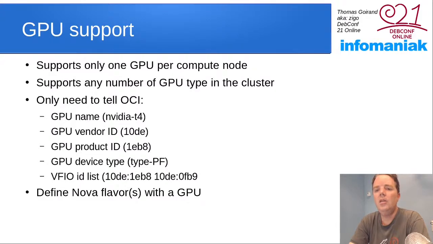OCI now has GPU support. Currently, it can only handle one GPU per compute node. However, it can support any type of GPU in the cluster, and you can mix the GPUs in your clusters.